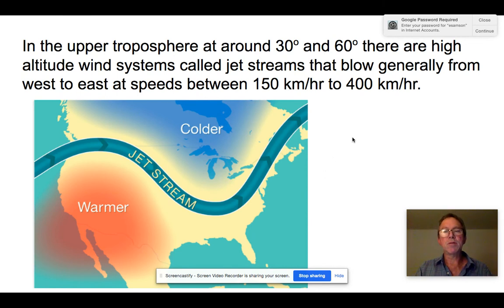There's two sets of them in either hemisphere, one that's around 30 degrees and one that's around 60 degrees, where the two cells meet. So basically, between the Hadley and the Ferrel cell, and between the Ferrel and the polar cell. And in these regions, the winds can blow pretty fast. They blow from 150 kilometers an hour to 400 kilometers an hour. But the general motion, always because of the rotation of the Earth, is in an easterly fashion.